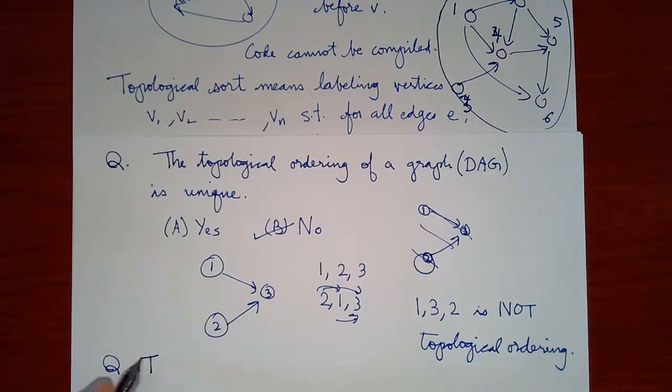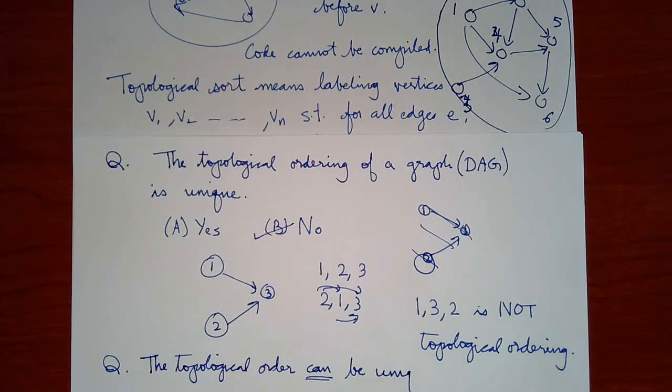Second question: the topological ordering can be unique. True, false.